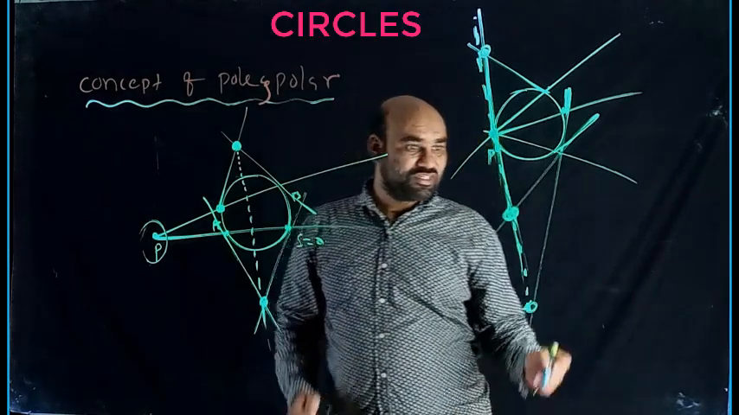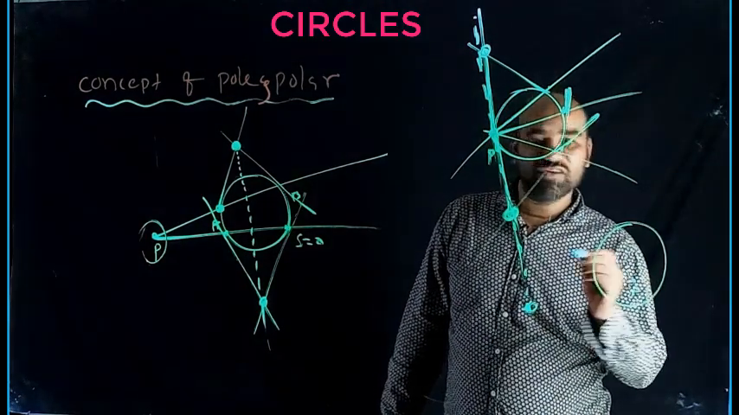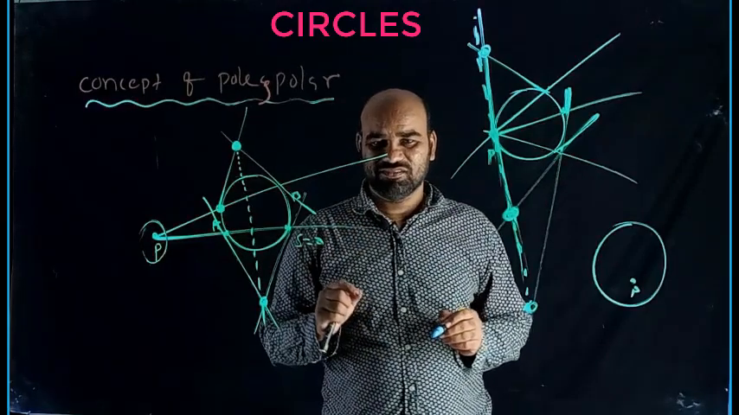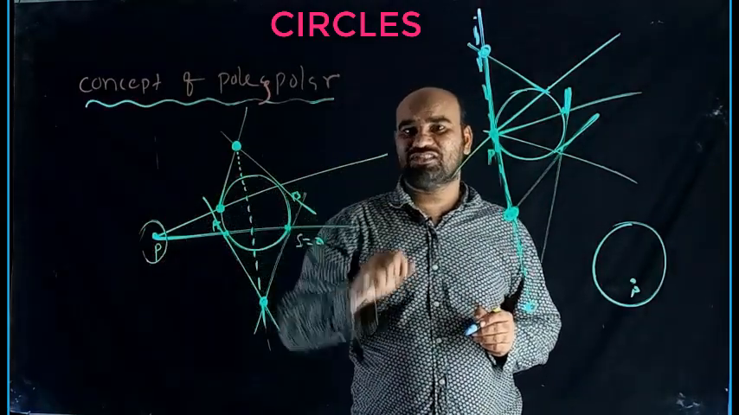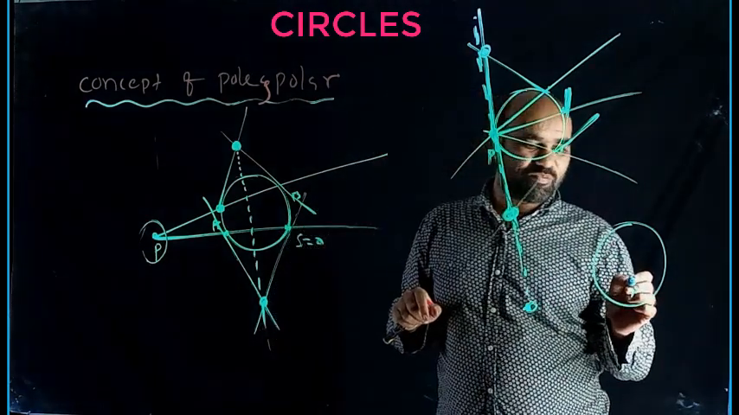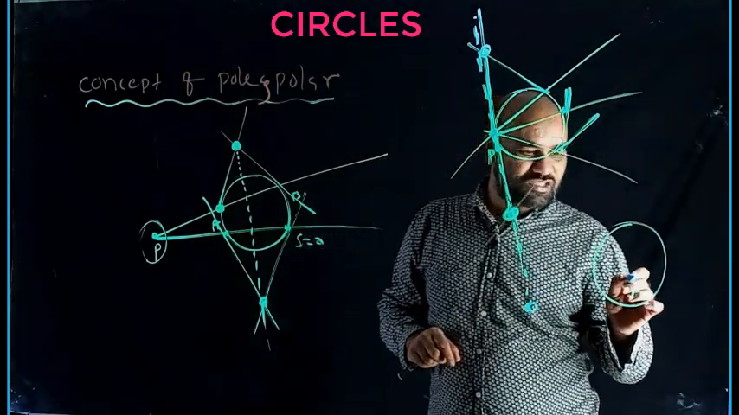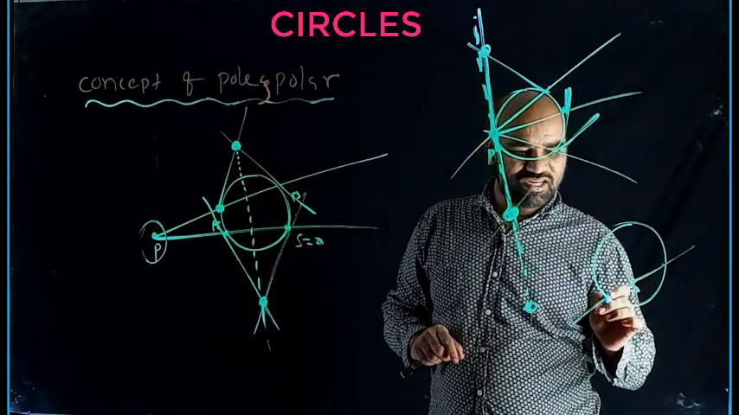Okay. Situation 3. P is inside, but important note: P should not be taken as the center of the circle. After writing the definition, I will mention that P is not the center of the circle. Why? That also I will explain. Okay. So assume that P is a point. Assume that it is not the center of the circle. So through this point also you can draw infinitely many lines.